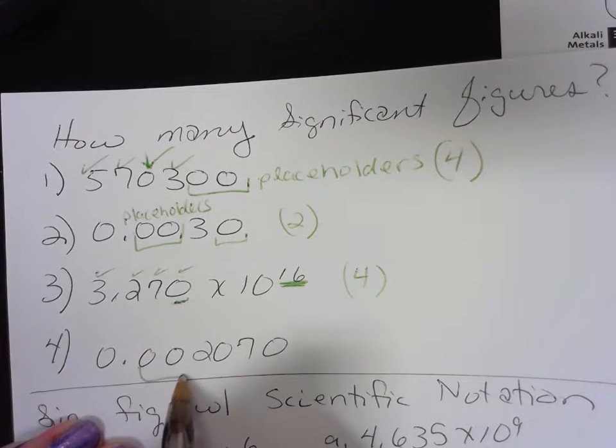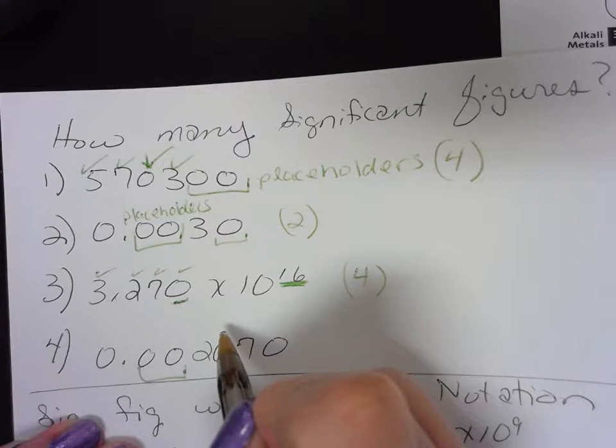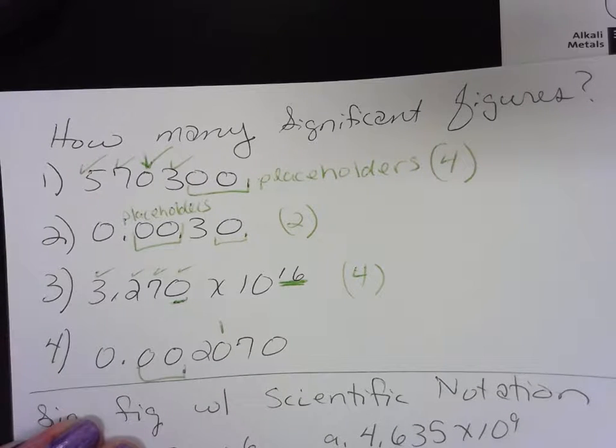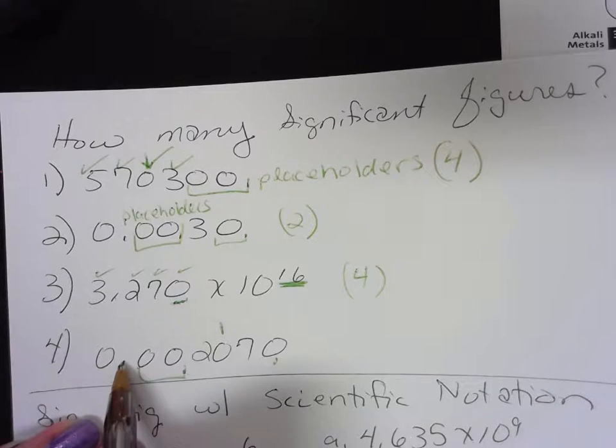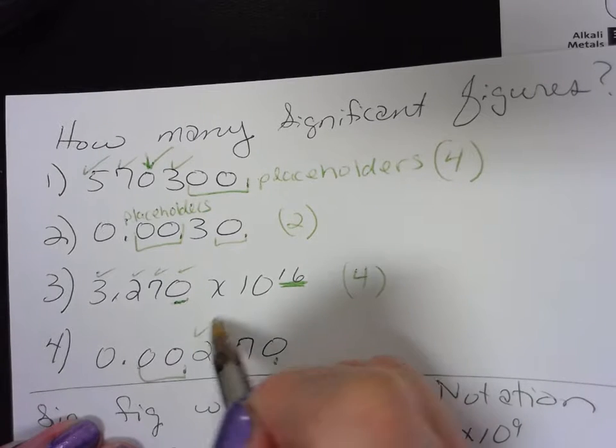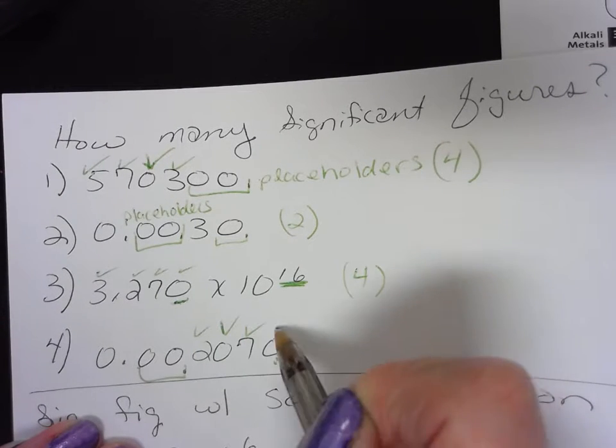These 2 are placeholders. They do not count. This one is between significant figures or non-zero digits. It is a significant figure. This one is to the right of the decimal, and at the end of the number, it is significant. So this number has 1, 2, 3, 4 significant figures.